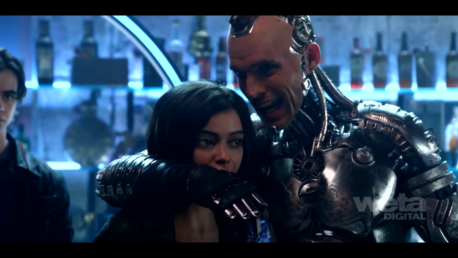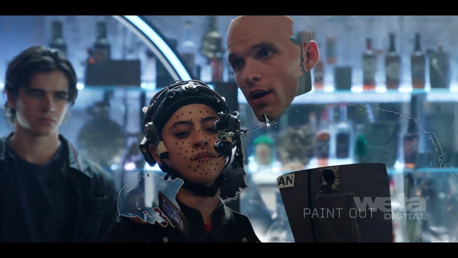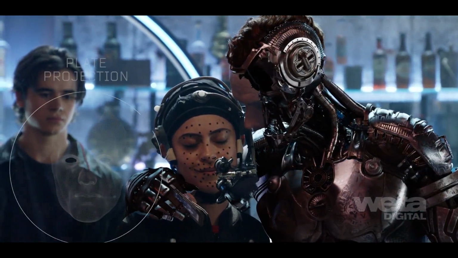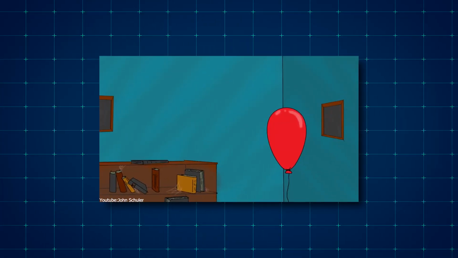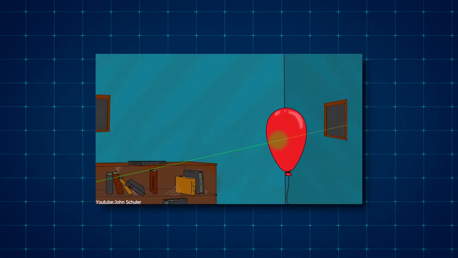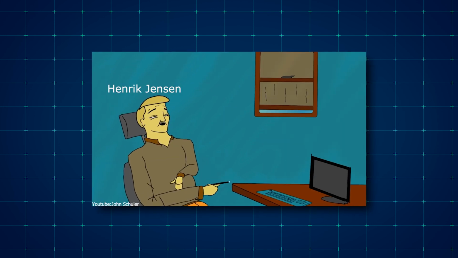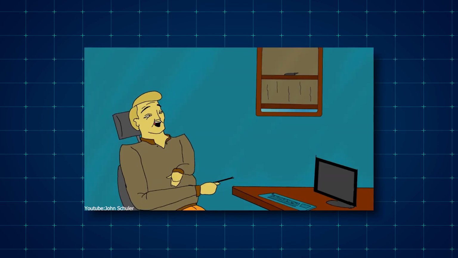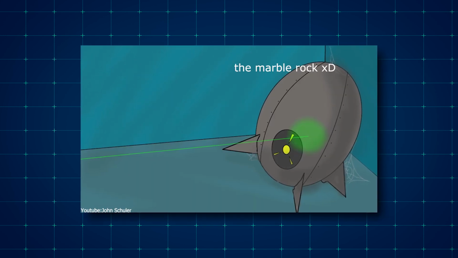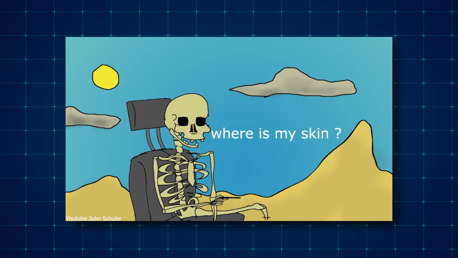And as exciting as this is, none of it was done on a serious level, you know, in Hollywood blockbusters, at least not yet, until the fateful night in the winter of 1998, when Henrik Jensen, a computer graphics researcher, was messing around with a laser pointer, and suddenly he pointed it at a marble rock. Now most people would have just gone back to whatever they were doing, but Jensen had a different idea in mind because it got him thinking about skin.